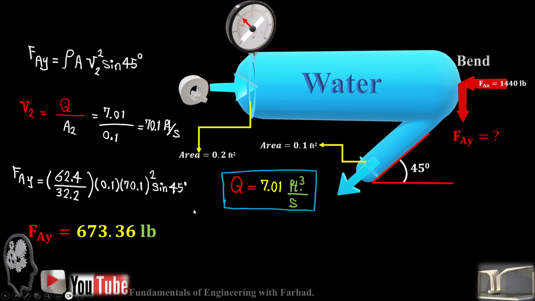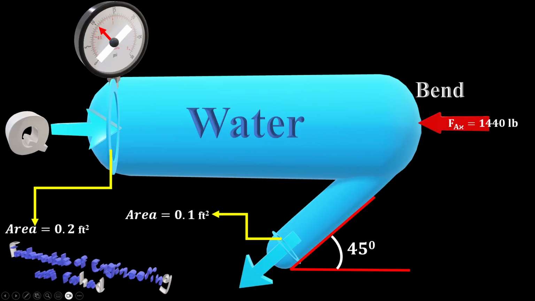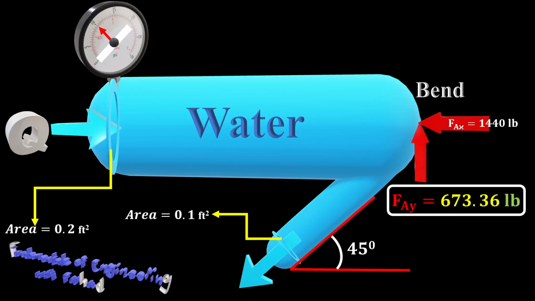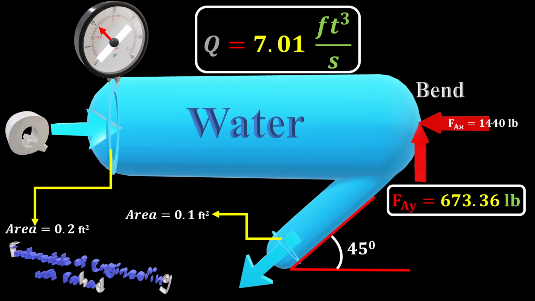Then F sub Ay is equal to 673.36 pounds. So for our problem, we were looking for the discharge and also the vertical component of our force to keep it in place. Thank you. We'll solve more problems.